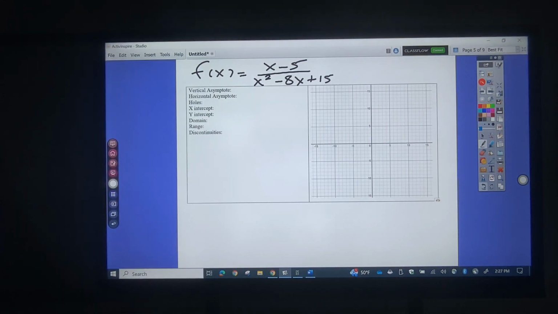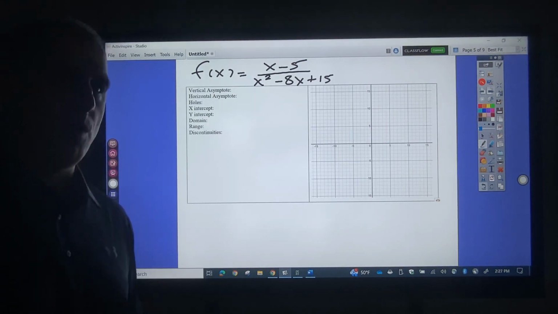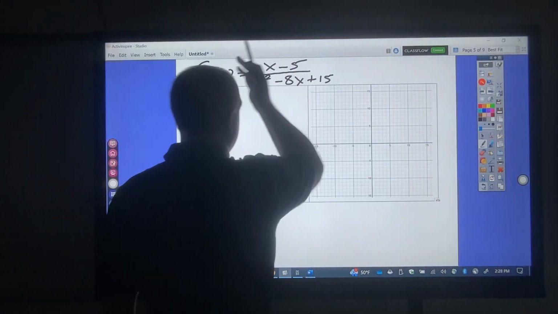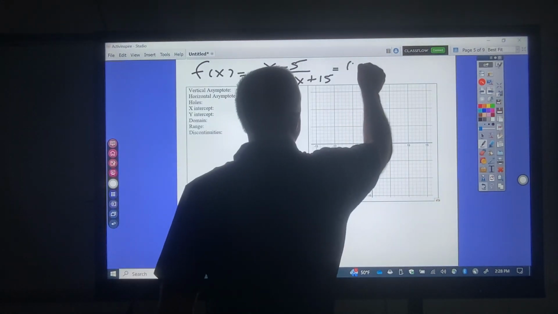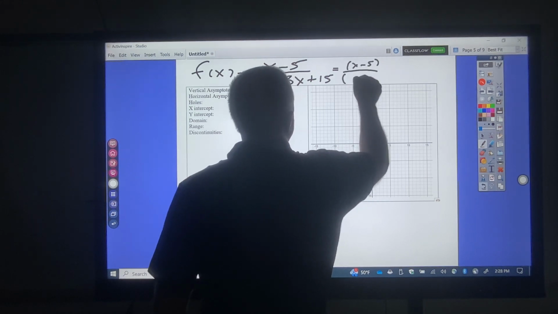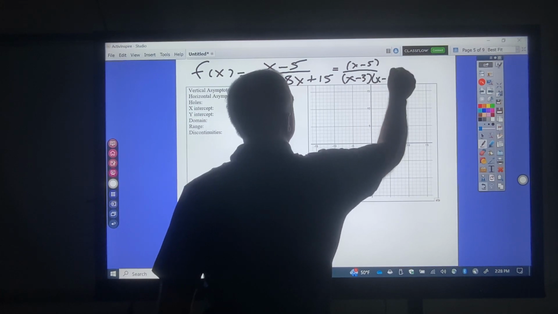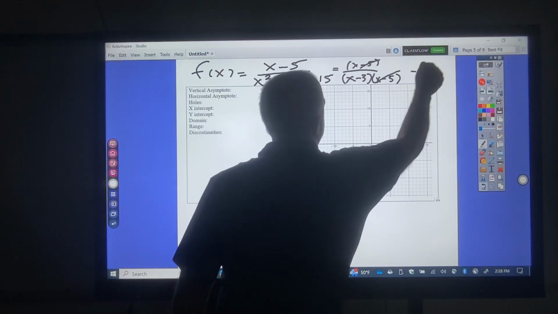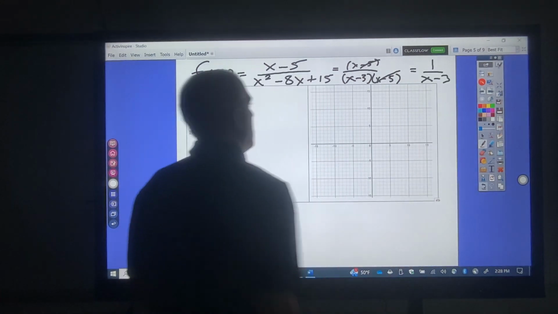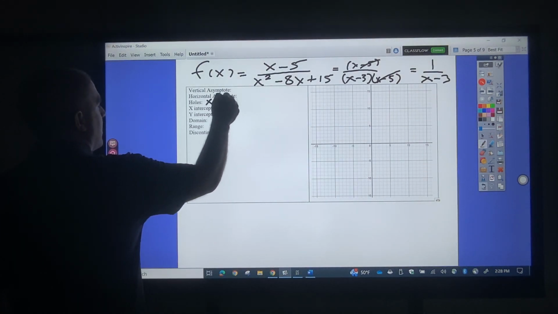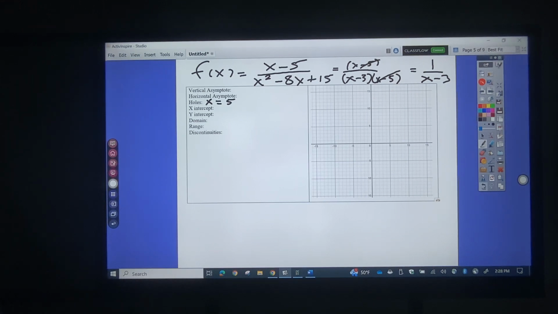Okay, so now we're going to move into some of the hole stuff. So what I want to do is factor. So what happens is this is x minus 5. If I factor that, that's going to be x minus 3 and x minus 5. I eliminate that. That's 1 over x minus 3. Now, what I eliminated becomes x equals 5, and I got a hole at that solution. Okay, all right. Now, I'm going to tell you how we're going to graph that in a second.